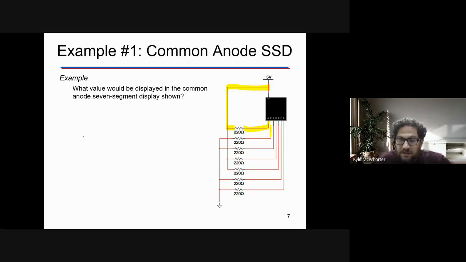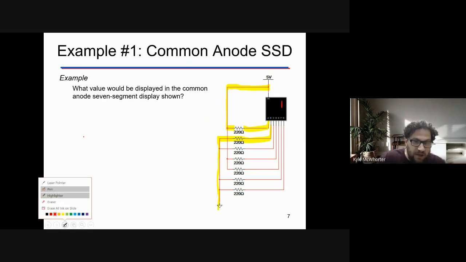But B is connected to ground. So we've got from our 5-volt power supply going through B that connects to ground. So B will light up. So segment B will light up, and segment B is right here, right? It's vertical, top right.